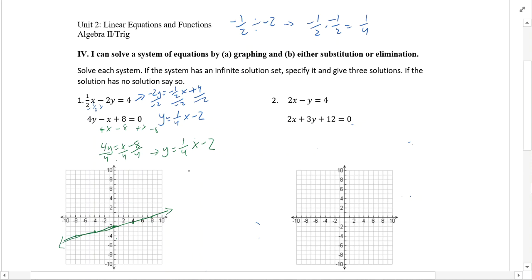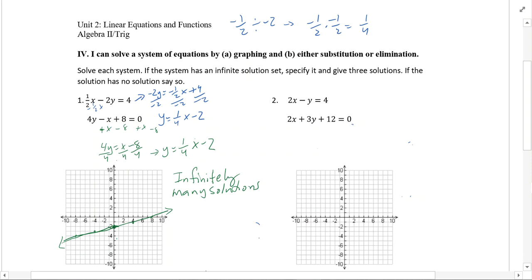So since they are the exact same line, it's one line, we know it's infinitely many solutions. So you can go ahead and write that. All right, they wanted us, if it was infinite solution set, specify it, which we did. We said infinitely many, and give 3 solutions. Well, solution is any point on this line.